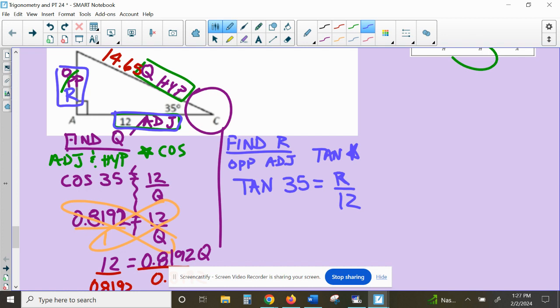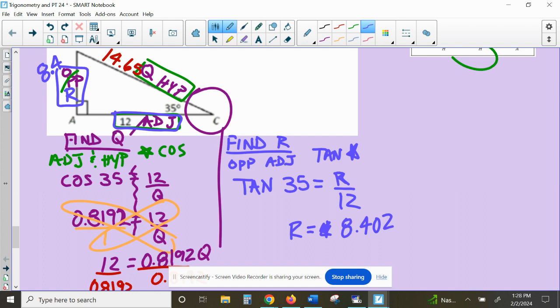So what did you get R to equal when you're done? R equals what? 8.4 something? Did everybody get something like that? Okay, so that was our side over here. I'm just going to write 8.4. Cool with that?